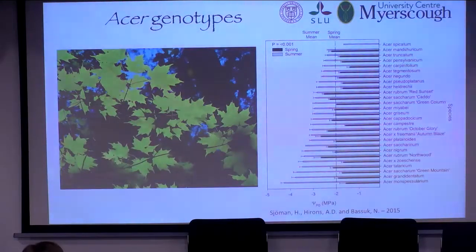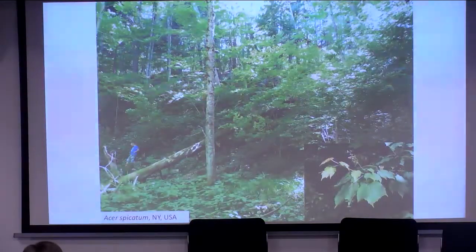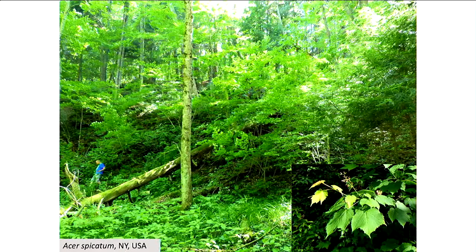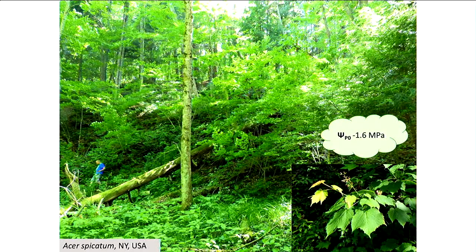And actually what we found was that if we looked at something like Acer spicatum here, growing in the understory of the forest around New York State, it had a turgor loss point of about -1.6 megapascals.